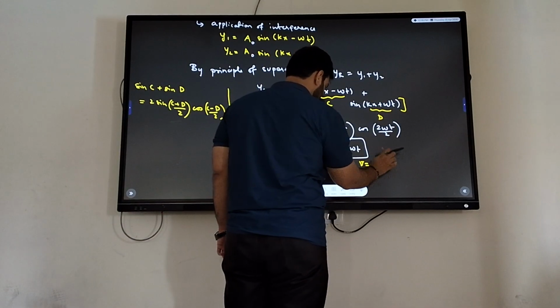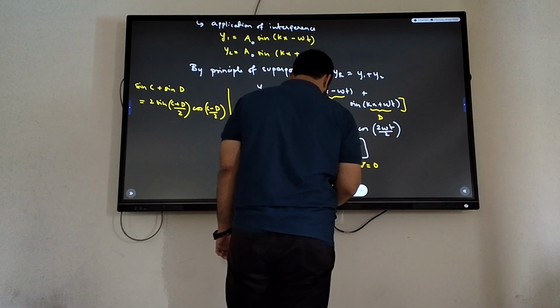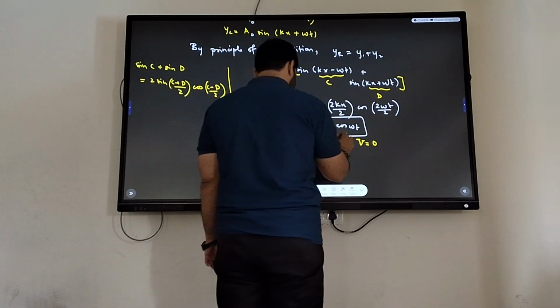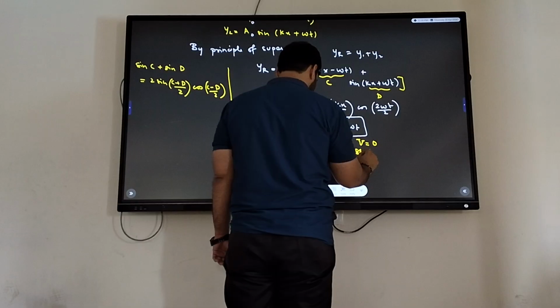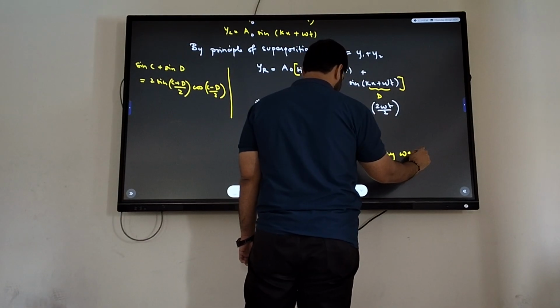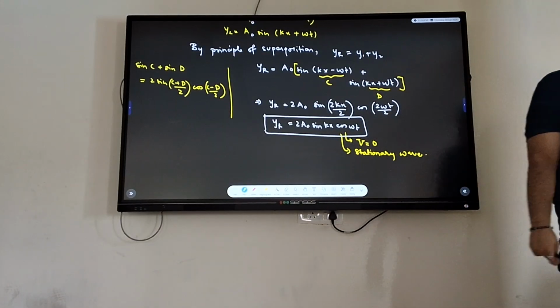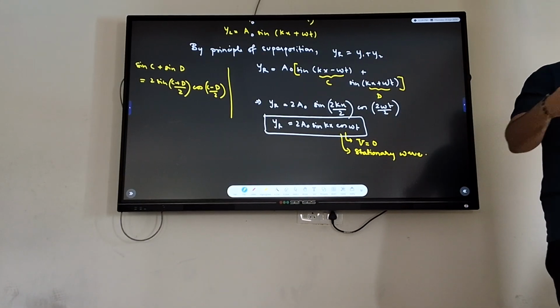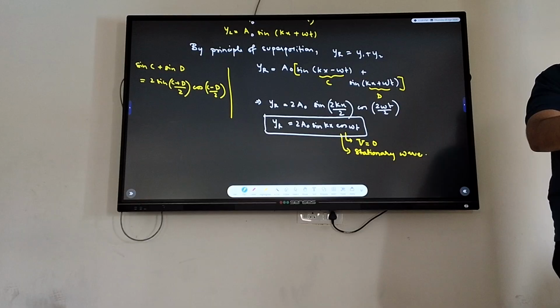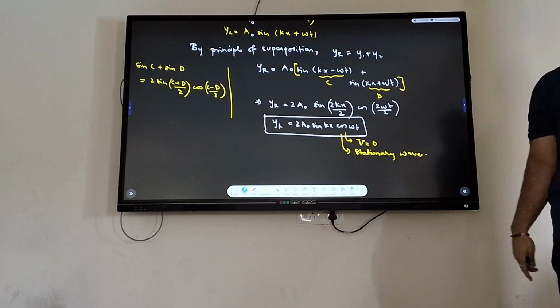Velocity equal to 0. If velocity equal to 0, then such a wave is called a stationary wave or maybe a standing wave. Yes? So very interesting stuff: if you have two waves which are traveling in opposite directions, and they meet at a point, then they will create a wave which is not moving at all. Its velocity is 0.